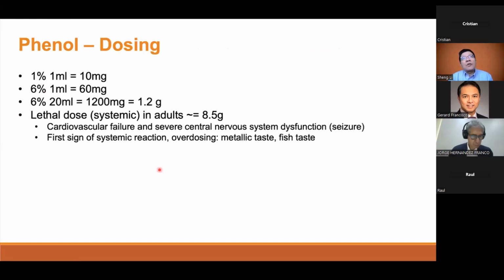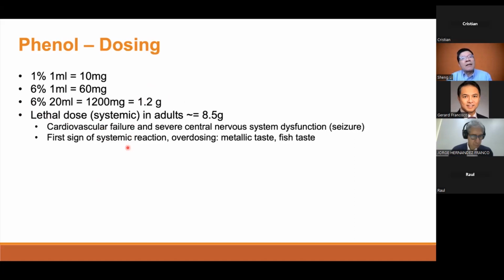So how much phenol is allowed for each procedure? As a rough guideline, the lethal dose in adults is about 8.5 grams. I usually will not go beyond 20 ml of 6% phenol, which is equivalent to 1.2 grams. This is far below the lethal dose and I have not had any systemic side effects in my practice.